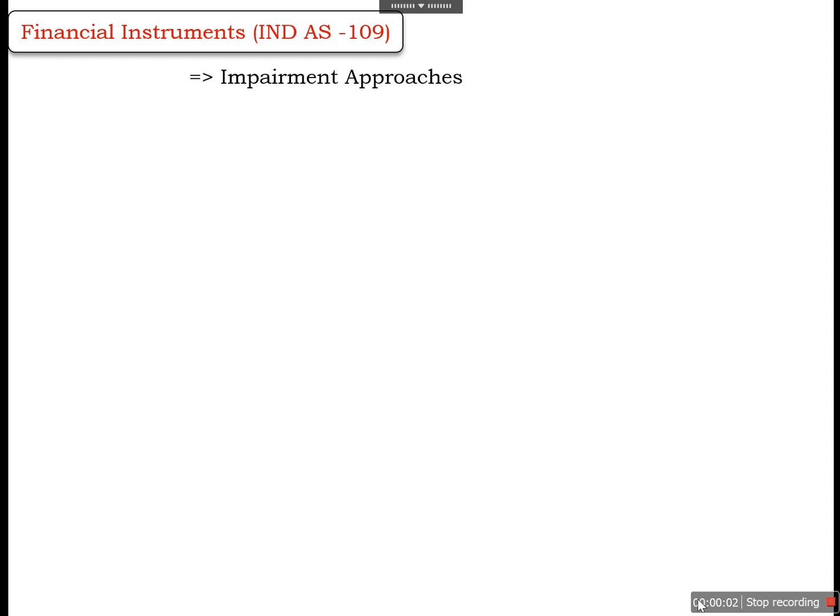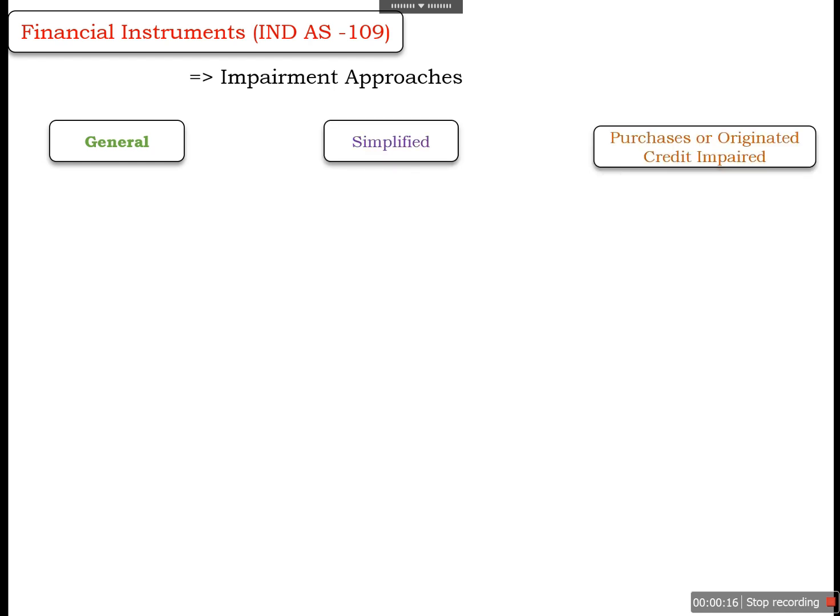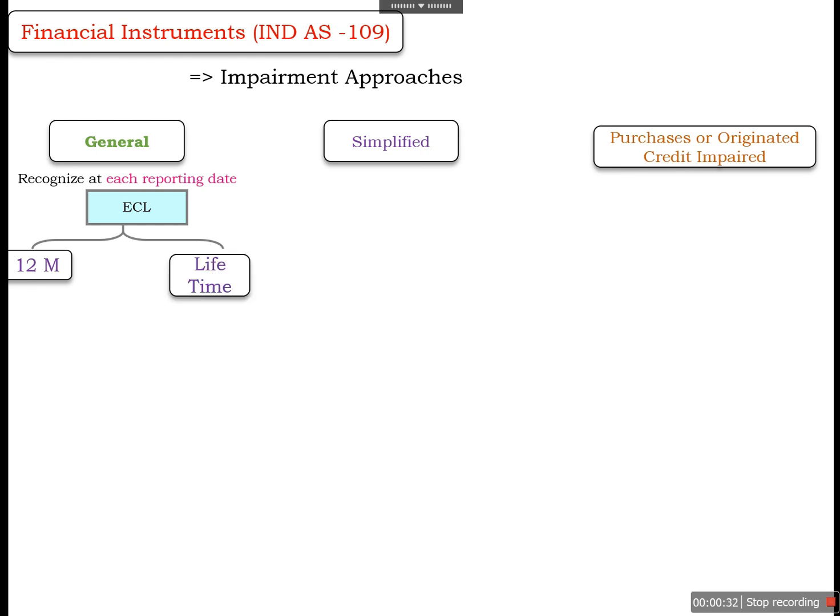For impairment of financial assets, Ind AS 109 provides three approaches to recognize the impairment allowance on financial instruments. First is the general approach, second is the simplified approach, and third is the purchased or originated credit impaired financial assets approach. In the general approach, entities are required to recognize at each reporting date either 12 months expected credit loss or lifetime expected credit loss.